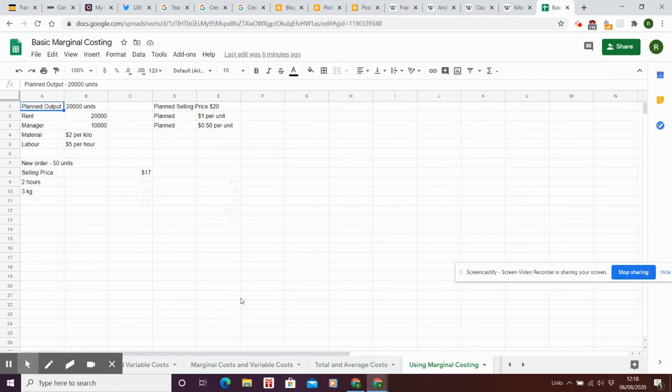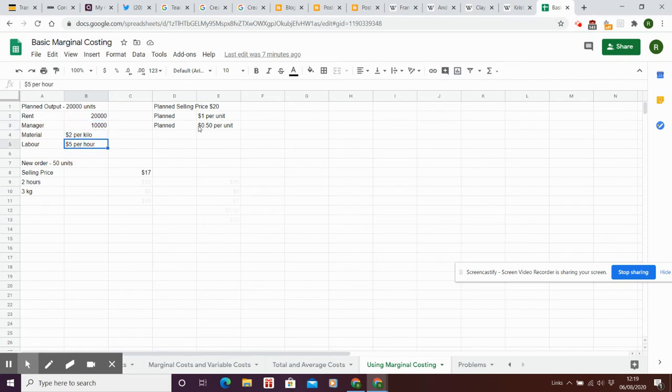Okay, so how do we use marginal costing? Well, the first thing to bear in mind, when we're doing marginal costing, we are going to ignore those fixed costs. So here we have a product which is being made. And for now, we'll ignore things like the rent and any costs of a manager, which would be a fixed cost. And what we're going to do is just look at the marginal cost.